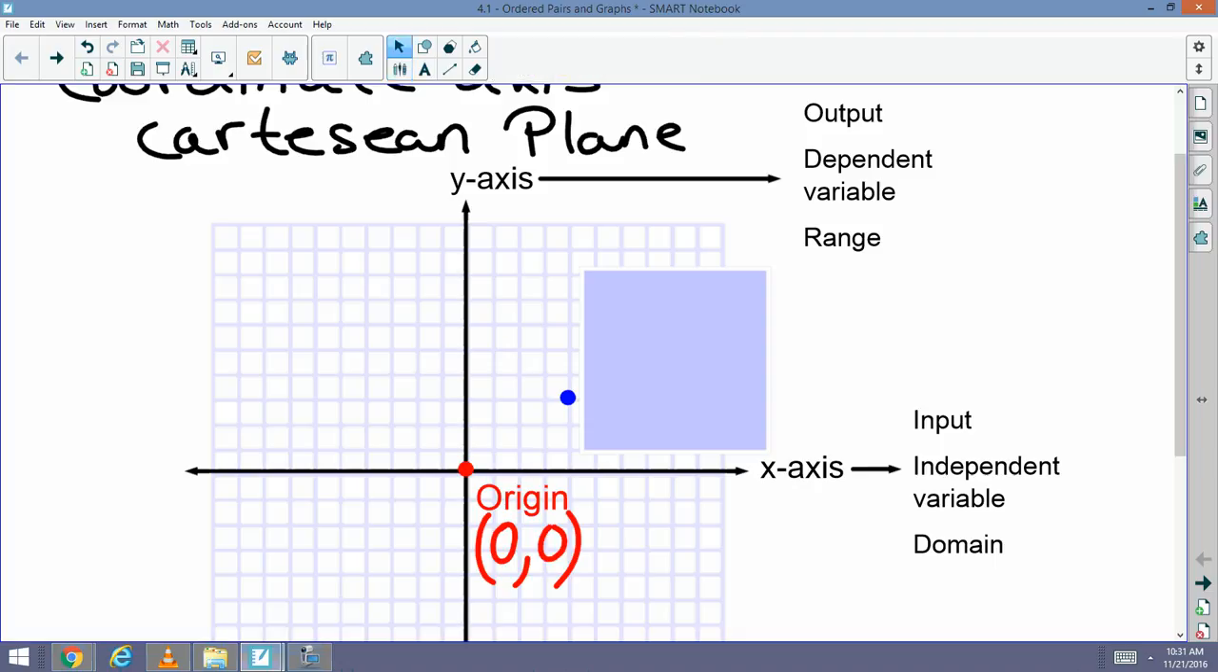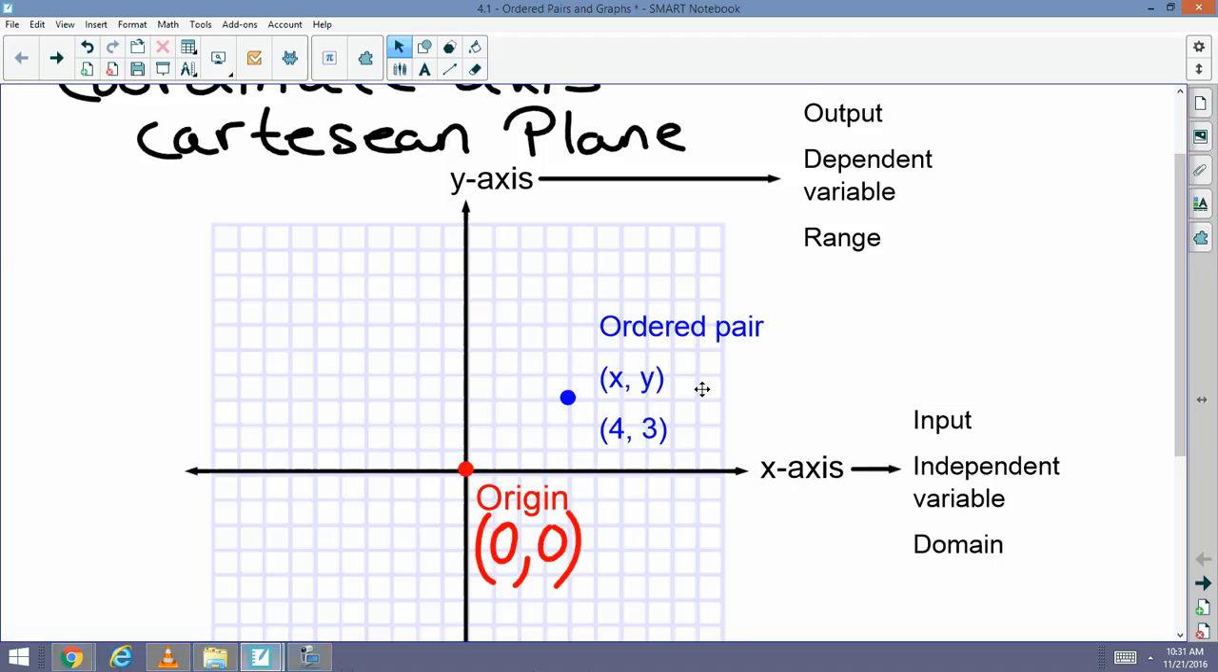Any other point on this graph, like this blue one, is called an ordered pair. It is called an ordered pair because it will go in alphabetical order, x comma y, always, no matter what. That's the ordered pair. So in this particular case, this ordered pair is 4 comma 3. Why? Because I went 1, 2, 3, 4 on my x, and I went up 1, 2, 3.